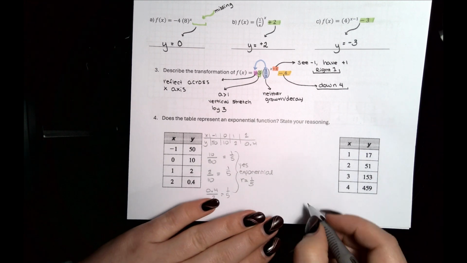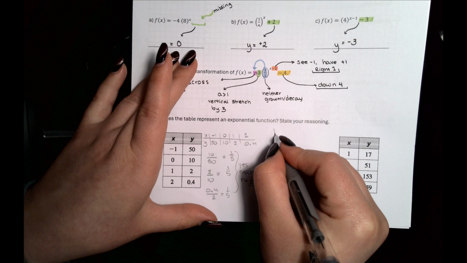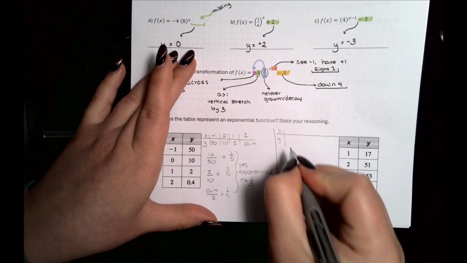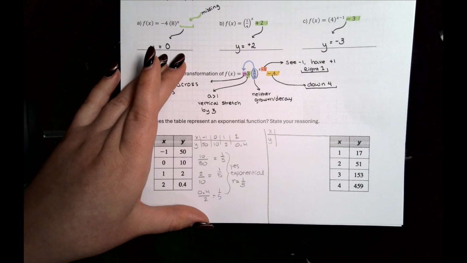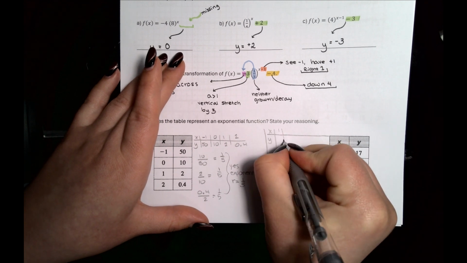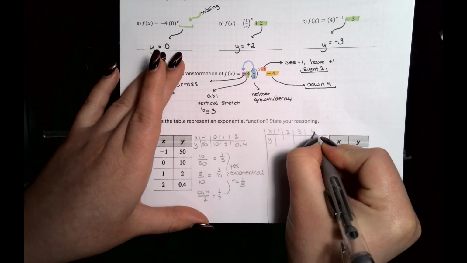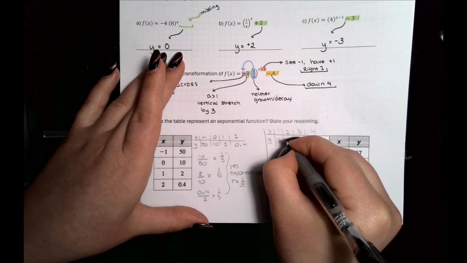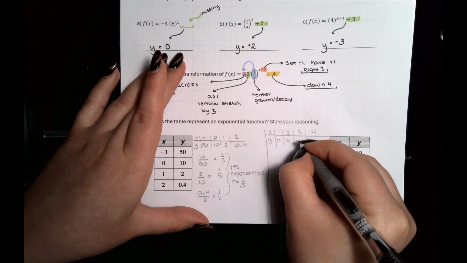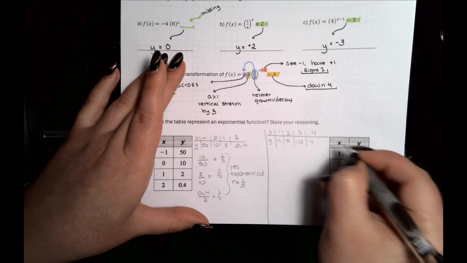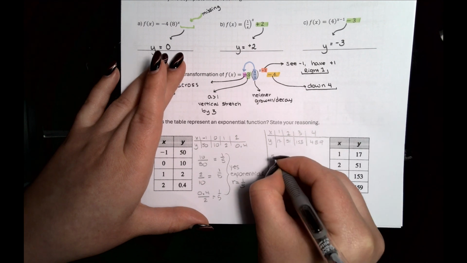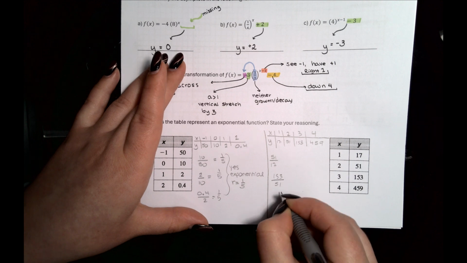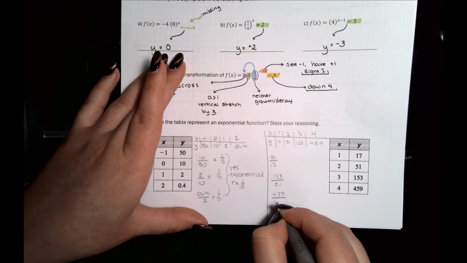Our next one, again, let's go ahead and push this off to the side. I'm going to separate this out with a line. Here's our X, here's our Y. And here we have 1, 2, 3, 4. And we have 17, 51, 153, and 459. Again, right over left, right over left, and right over left.